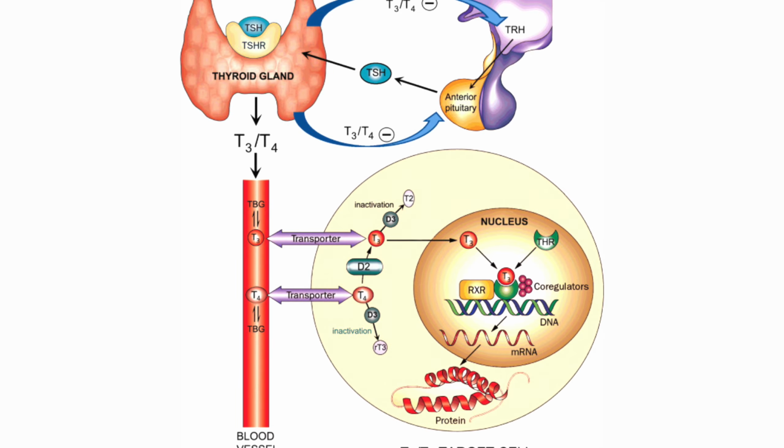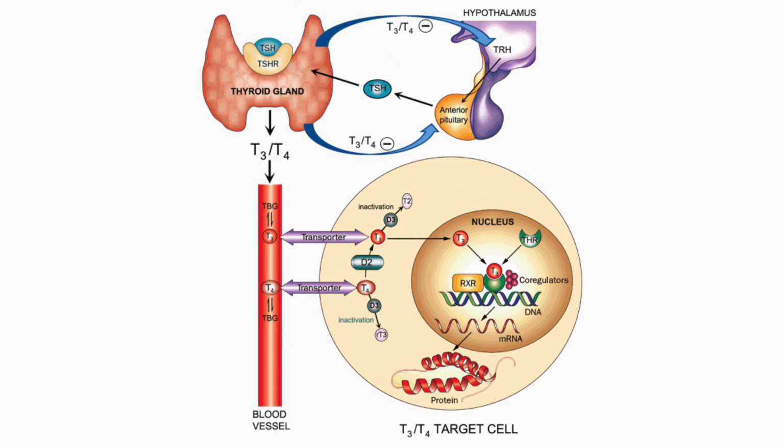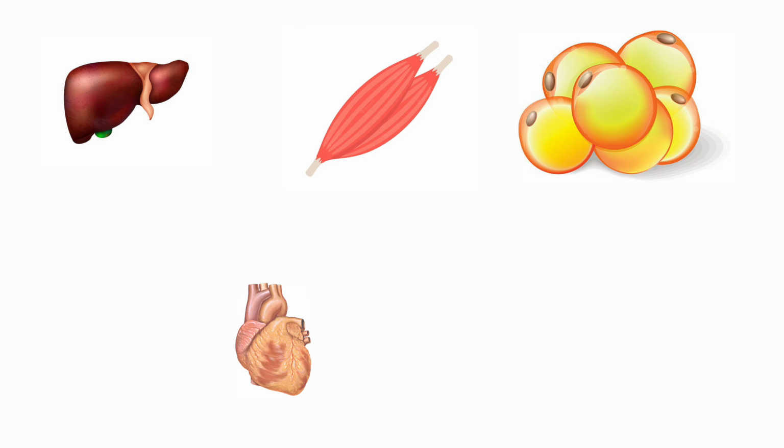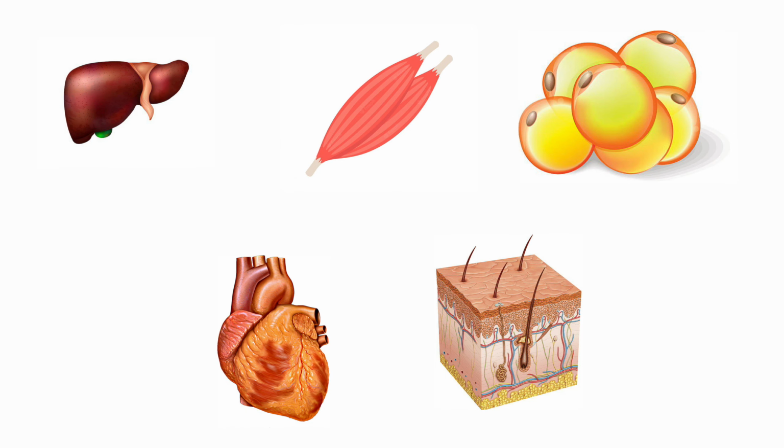Okay guys, I think we have pretty much learned how the thyroid hormones are produced and what causes the increase and decrease in their production. Now let's look at some target organs. Thyroid hormones have many target organs. Some of them are liver, muscles, adipose tissue, heart, and skin.